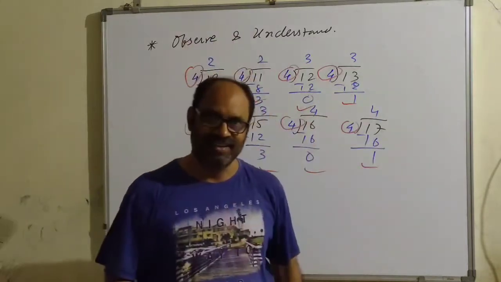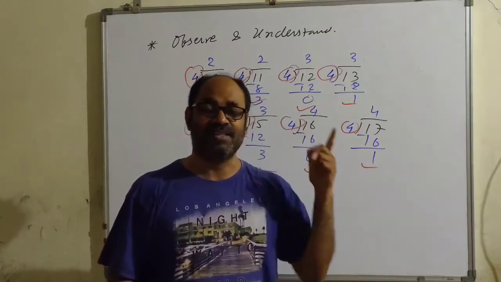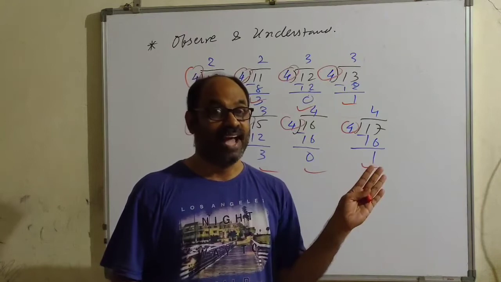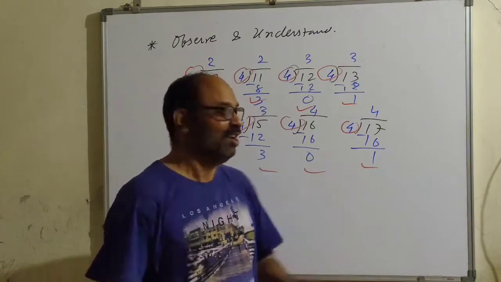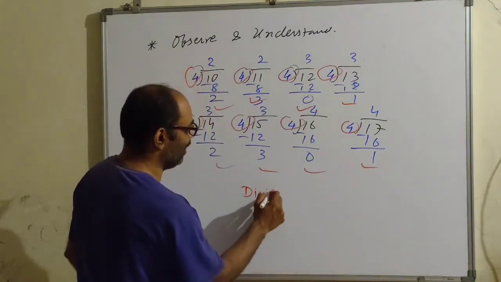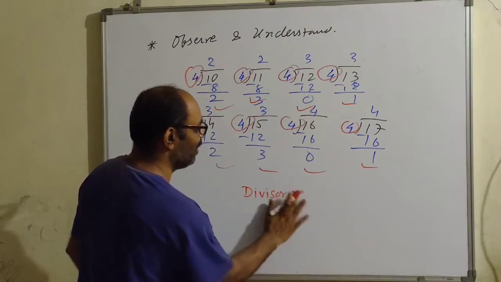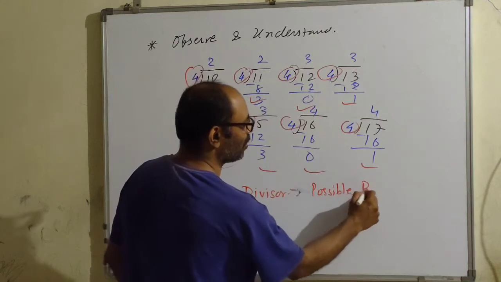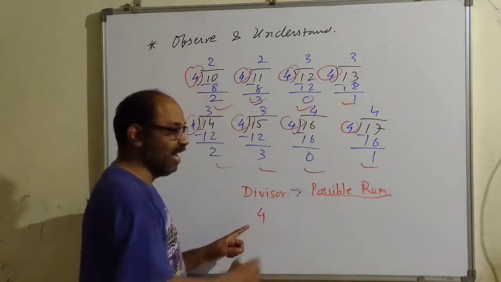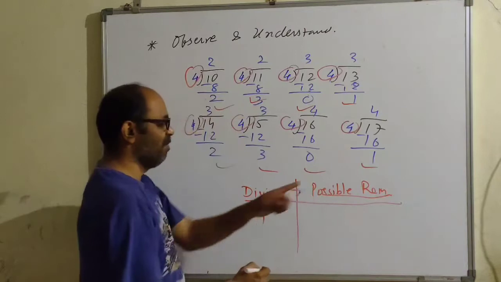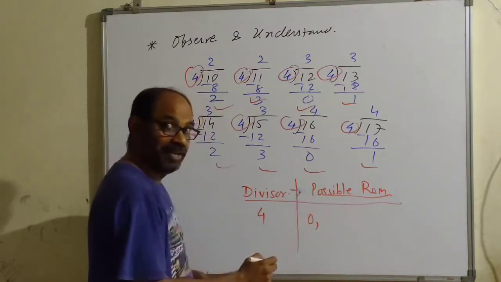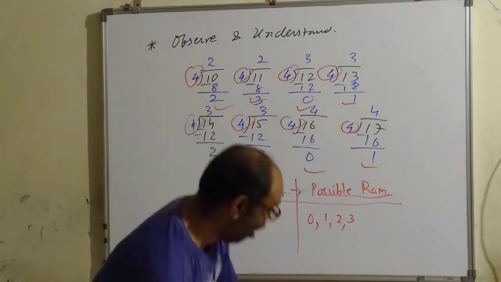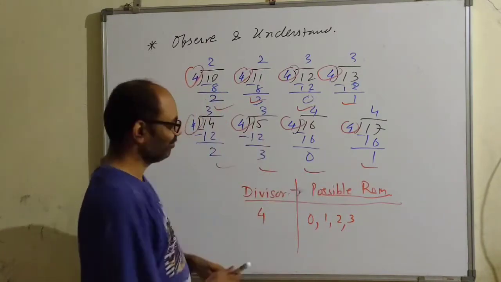Keep on dividing. Every time these remainders are going to repeat and they cannot be other than 0, 1, 2 and 3. So what is the divisor here? 4. And possible remainders? If the divisor is 4, what are the possible remainders? 0 can be remainder. 1 can be remainder. 2 can be remainder. 3 can be remainder. But not 4 or more than 4.